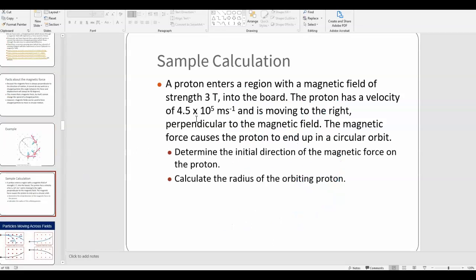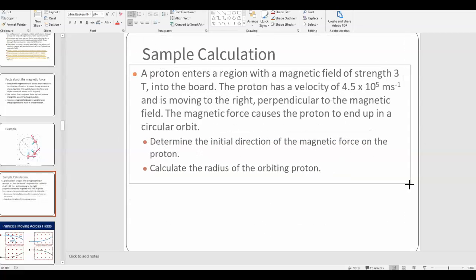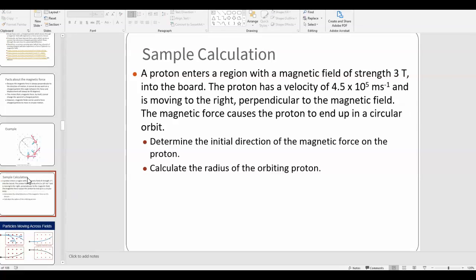Okay, and so just to give you a simple calculation of that, let's do a basic example. This problem says a proton enters a region with a magnetic field of strength 3 Tesla into the board, or into the page. The proton has a velocity of 4.5 times 10 to the 5 meters per second and is moving to the right, perpendicular to the magnetic field. So just to draw this, the velocity would be to the right, and the field would be into the page. So I'm going to draw X's to represent into the page.